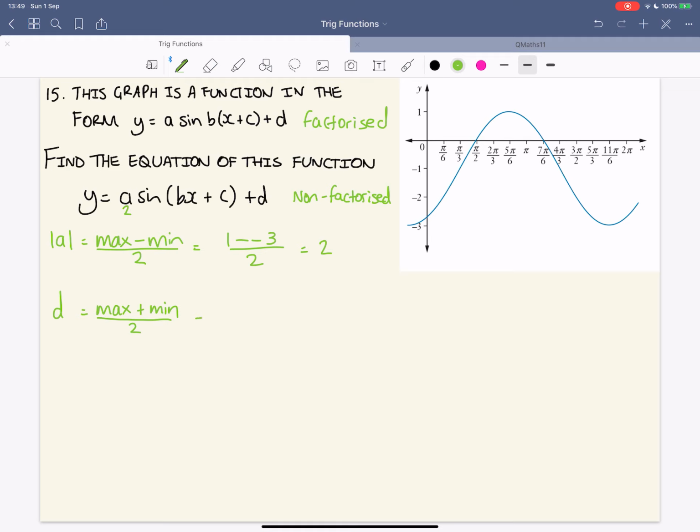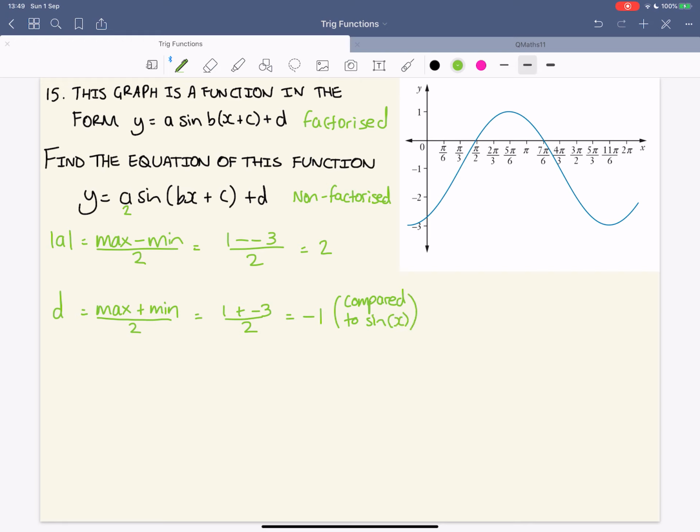Here we go. 1 add -3 divided by 2. And so that'll be 1 take 3. So that'll be -2. -2 divided by 2 is just -1. So that value there means that our function has shifted down 1 compared to, let's just write this, make sure we understand. In fact, all of our letters are compared to sine of x.